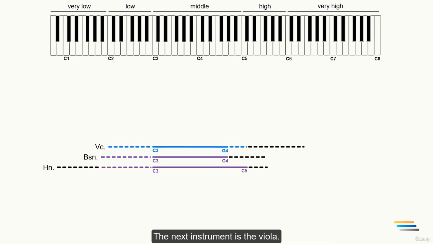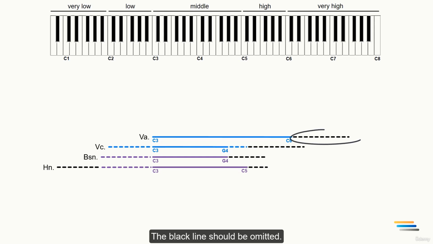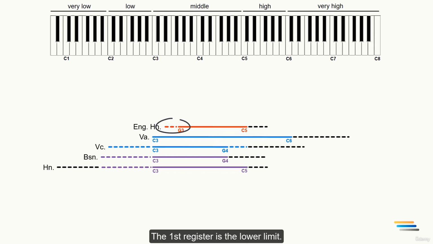The next instrument is the viola. All strings between C3 and C6 can be used in unison and octave doublings. The black line should be omitted. The most effective register of the English horn is between G3 and C5. The first register is the lower limit.